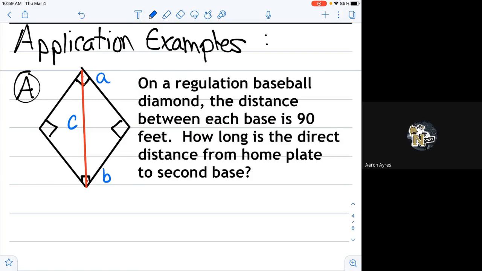Well, it says the distance between each base is 90 feet. So C is 9. No. It says the distance between each base is 90 feet. Oh, so they're all the sides. Mm-hmm. Yep. That's 90 and that's 90.